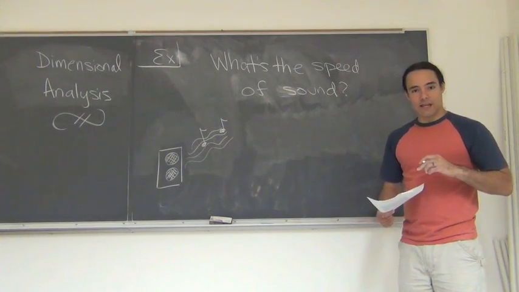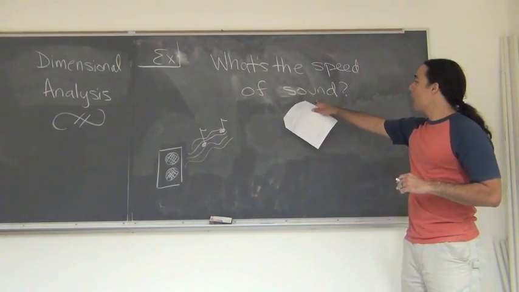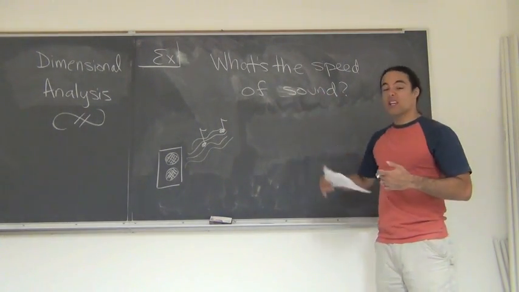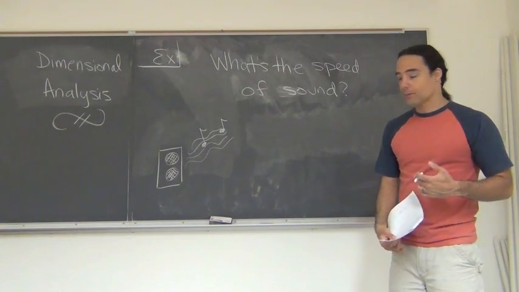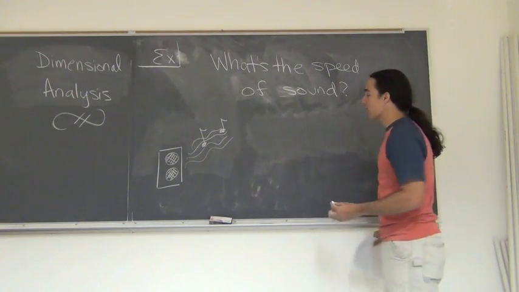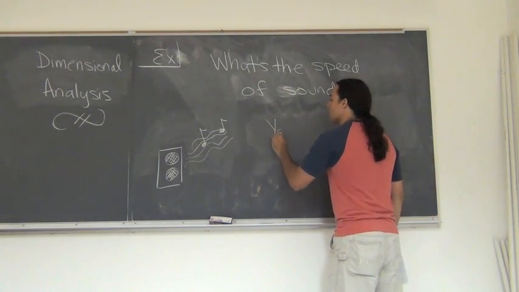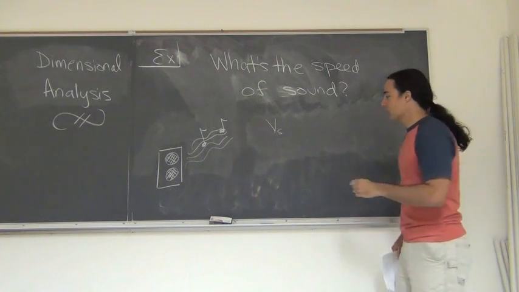Let's give you guys an example to play around with. We're going to do a non-trivial one here. Let's say you want to find the speed of sound. All right, well, let's write the speed of sound as Vs for velocity of sound.